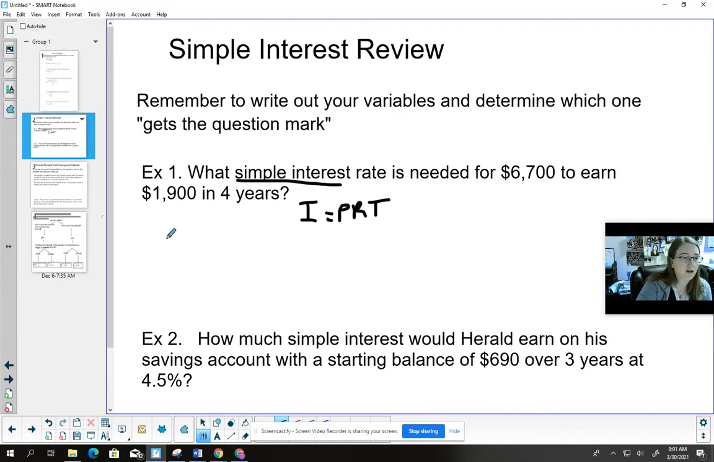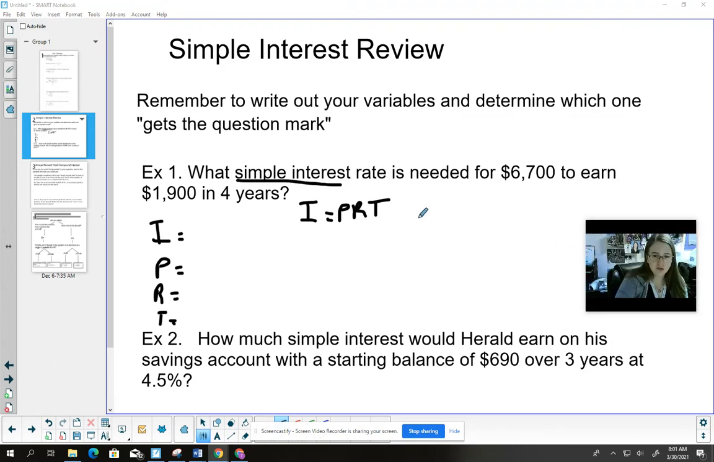Read carefully. We've got I, P, R, and T. Let's keep reading here. What simple interest rate is needed for 6,700 to earn 1,900 in 4 years? So I want you to take a moment and see if you can remember to try it on your own. Which variable gets the question mark? And then see if you can fill out your other variables.